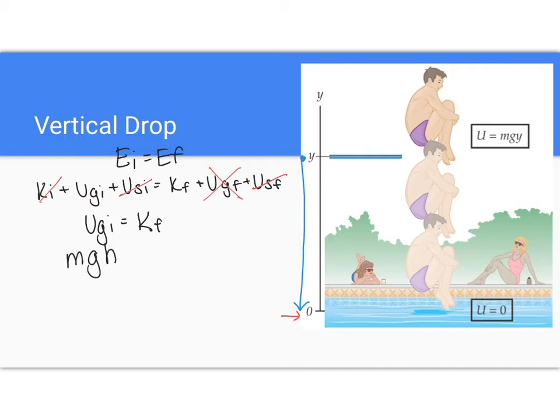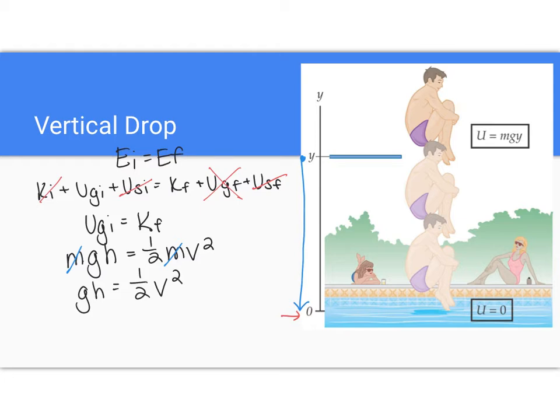Mass times gravity times height equals 1/2 mv squared. Now from here I can plug in different things, but something I find important is that actually my masses cancel. So we're talking about potential and kinetic energy, specifically in this situation without a spring, my mass doesn't matter.